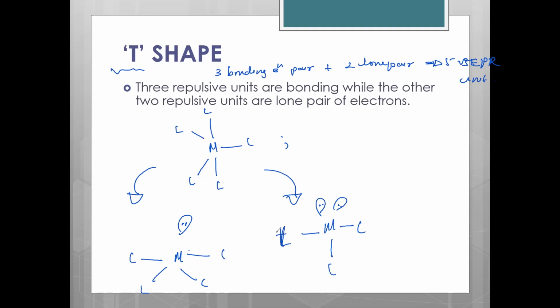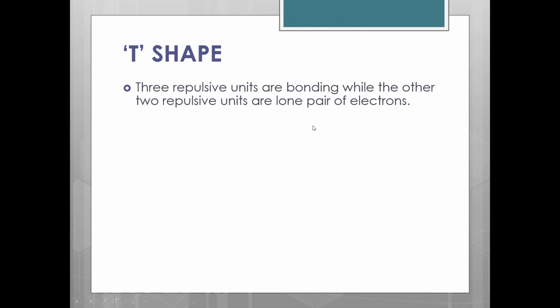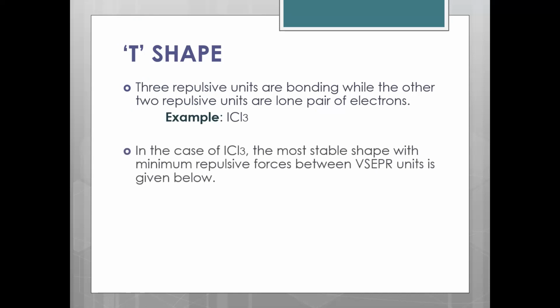Your trigonal planar and the perpendicular axis. Can you see the shape is here? Yes, this is how the T shape arrived. Three bonding electron pairs along with two lone pairs. So this is the example for the T shape, that is ICl3.